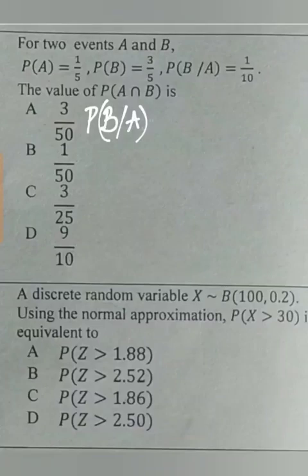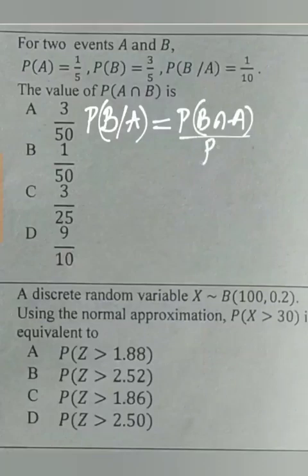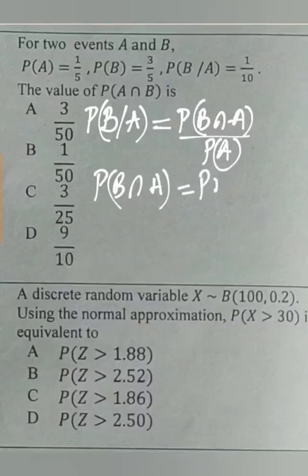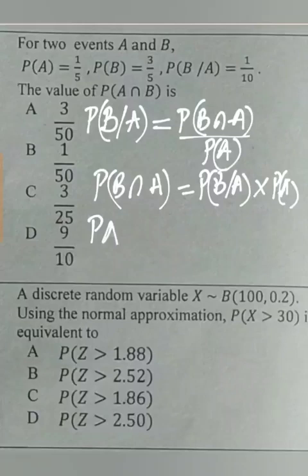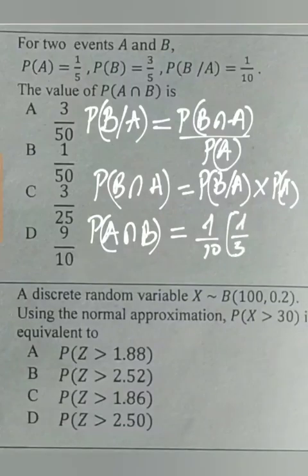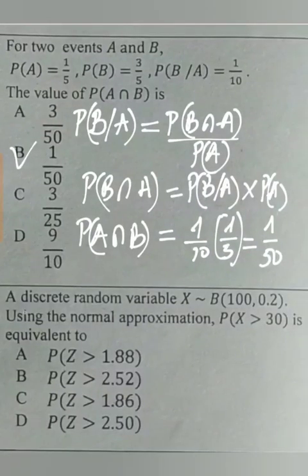P of B given A is related to P of A intersection B. Actually, P of B given A equals P of B intersection A all over P of A, so that P of B intersection A equals P of B given A times P of A, and P of B intersection A is the same as P of A intersection B, which gives P of B given A, given in the equation, as 1 over 10 into P of A, which is 1 over 5, and that gives 1 all over 50, corresponding to option B.